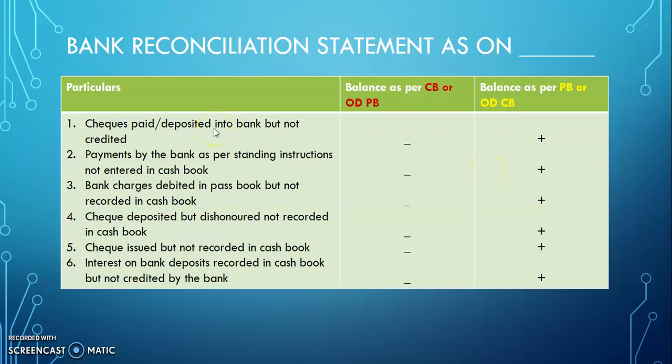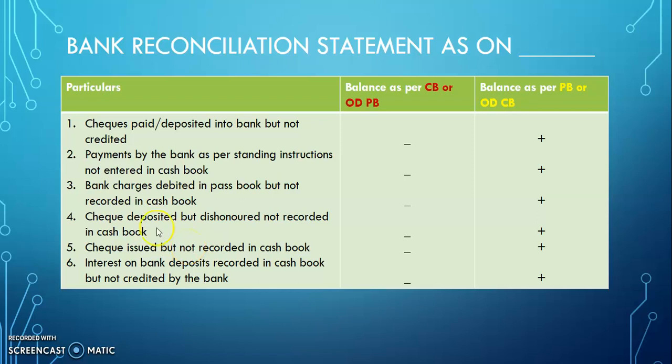And then payment by bank as per standing instruction not entered in cash book. So here also the cash book balance is increased, so we can deduct in direct rule and then we can add in opposite rule. Bank charges debited in passbook but not recorded in cash book. So here also cash book balance increase, so we can deduct, here we can add.